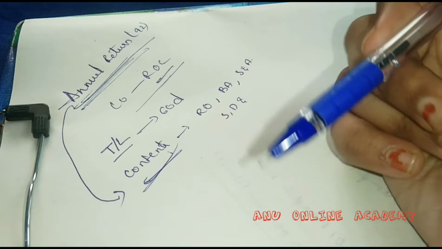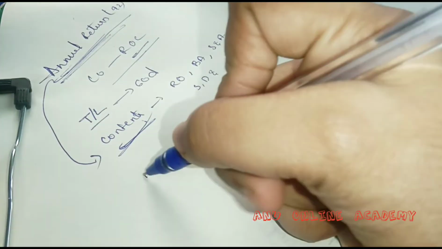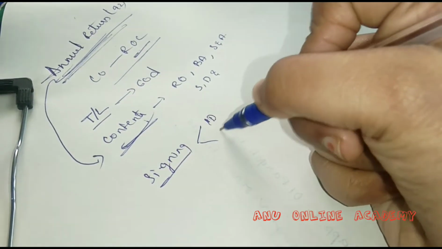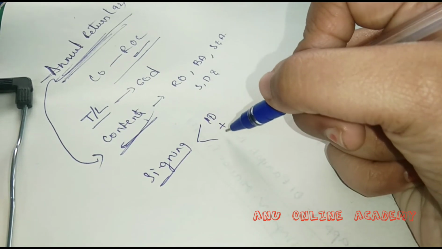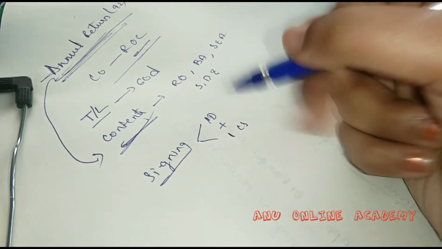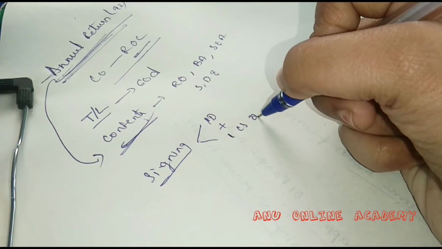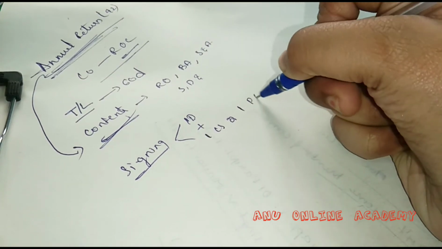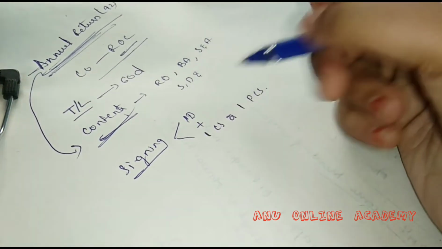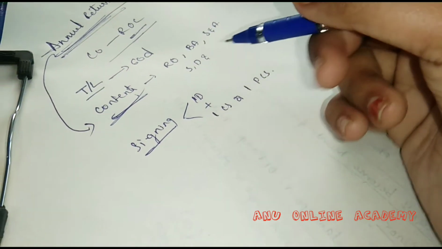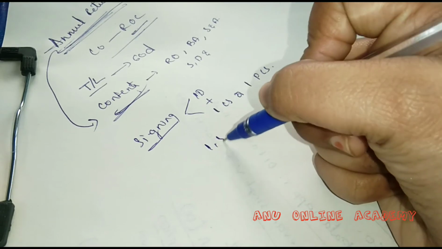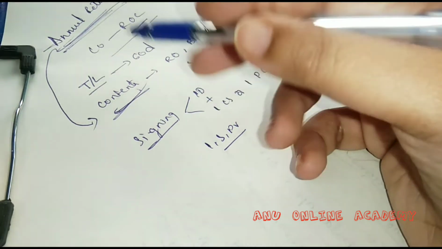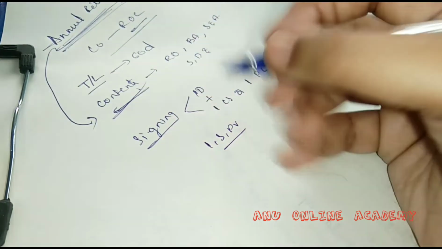And see signing of annual return. Signing: one director plus one company secretary if employed in the company, or one practicing company secretary if the company has not employed a company secretary. For a one person company, small company, or private company, if there is no company secretary as employee, the annual return will be signed by the director of the company.